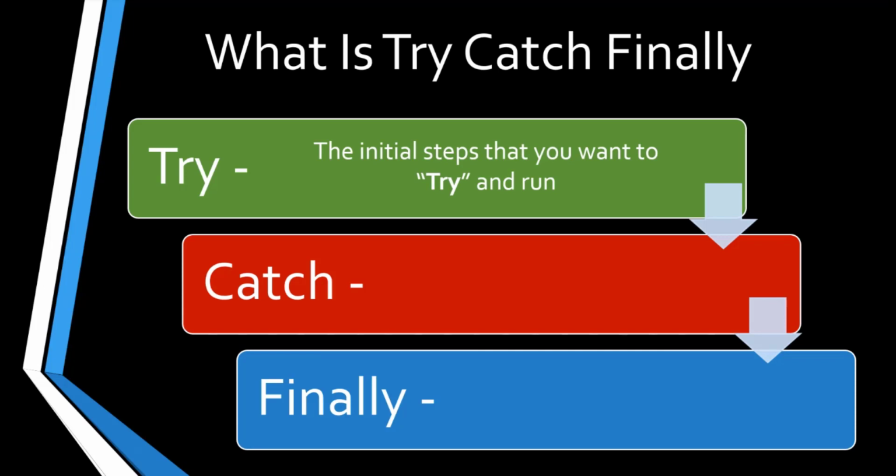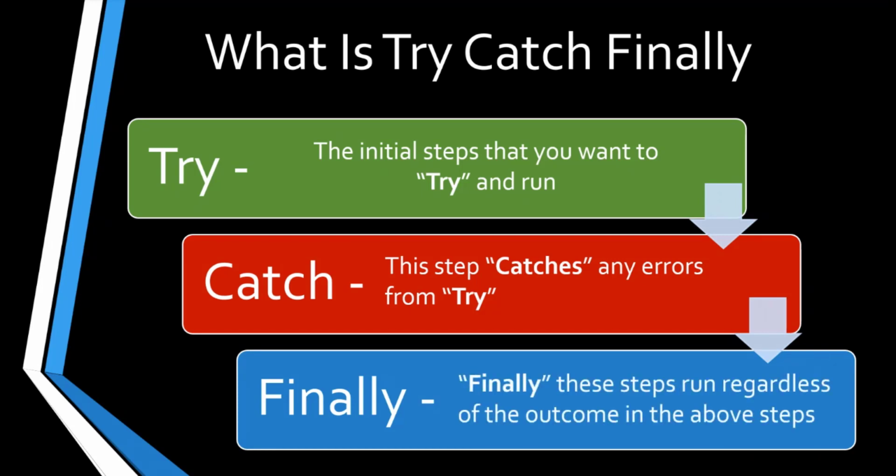The initial steps that you want to try and run in the flow. So that can be, if I want to send an email to somebody, that's going to be my try. And then catching, we're going to catch any errors that might happen in try.